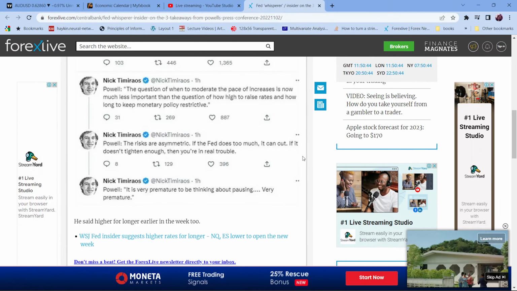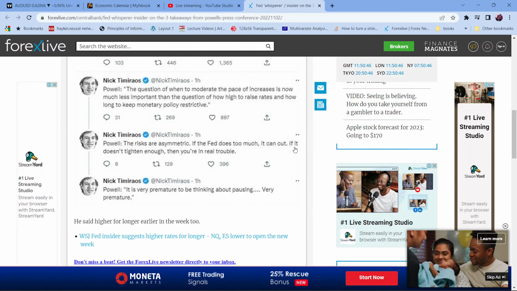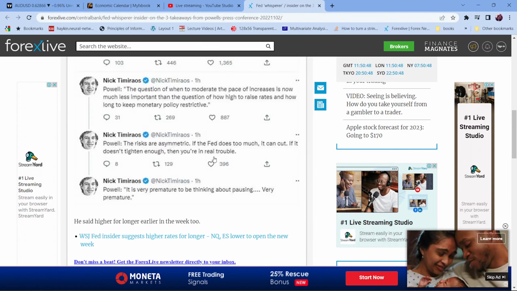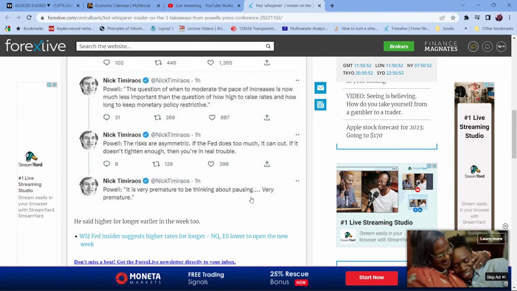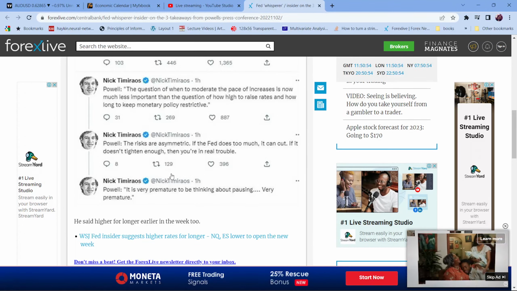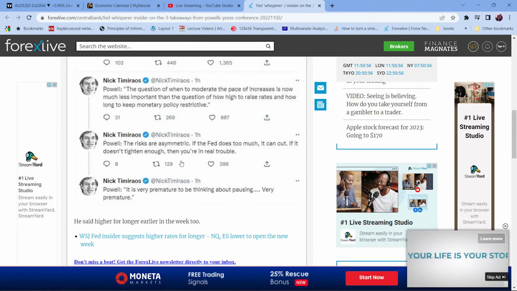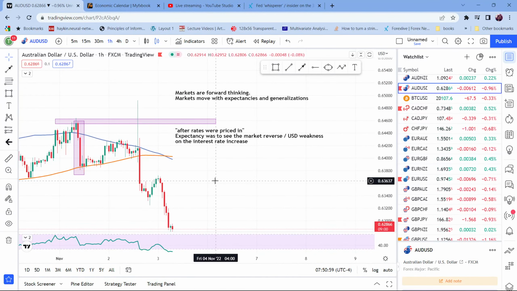The risks are asymmetric. If the Fed does too much, it can cut. If it doesn't tighten enough, then you're in real trouble. It is very premature to think about pausing. And these were some of the things that were said by Powell, right? So all of that bolstered the US dollar, right? All of that gave it its strength. So we saw that reversal happen on that initial candle move.